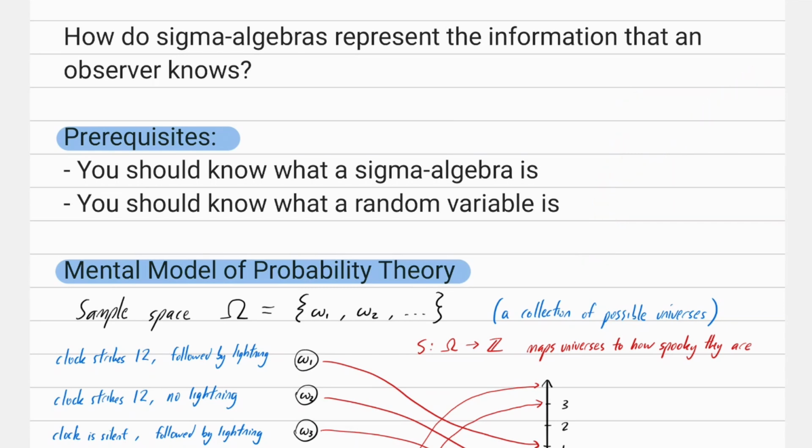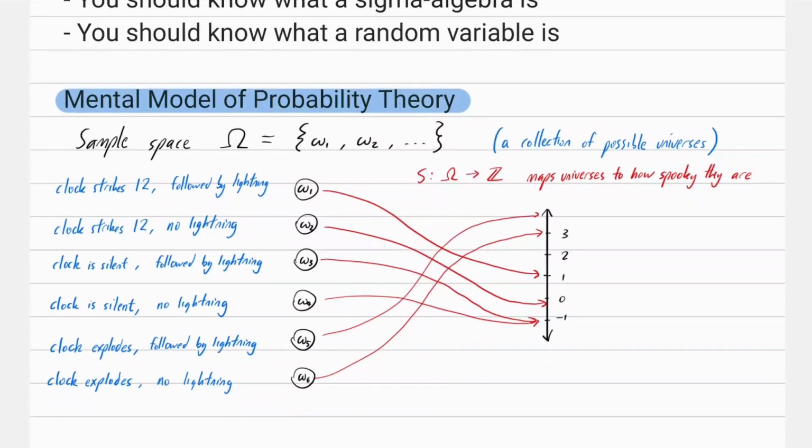How do sigma-algebras represent the information that an observer knows? We'll start by revising a mental model of probability theory.